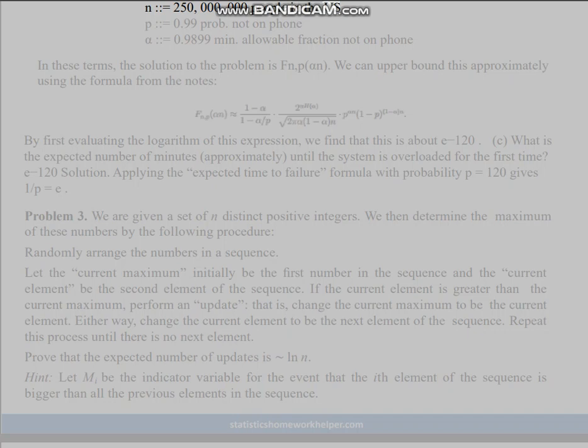N equals 250,000 people in the USP, 0.99 probability not on phone, alpha equals 0.9899 minutes, the allowable fraction not on phone. In these terms, the solution to the problem is f(n, p, alpha). We can upper bound this approximately using the formula from the notes. By first evaluating the logarithm of this expression, we find that this is about e to the minus 120.